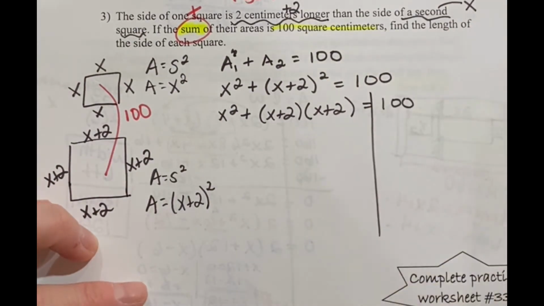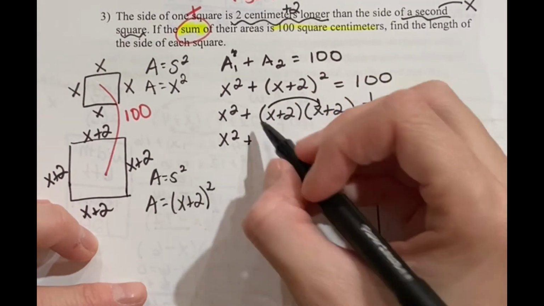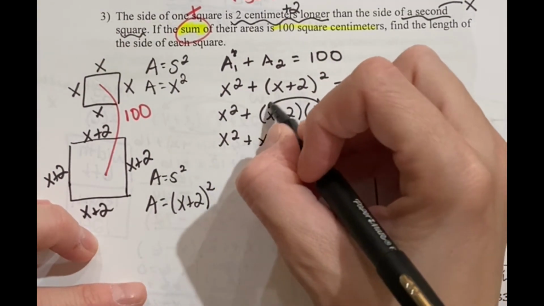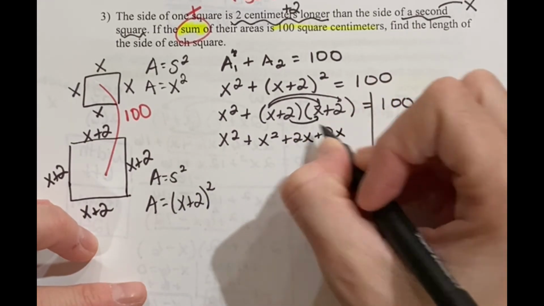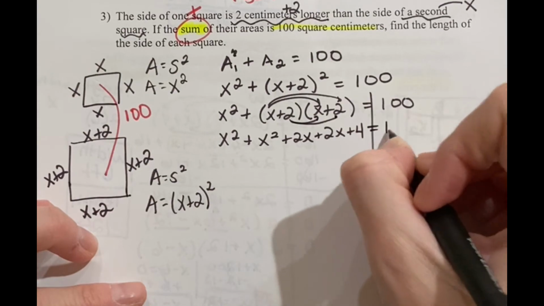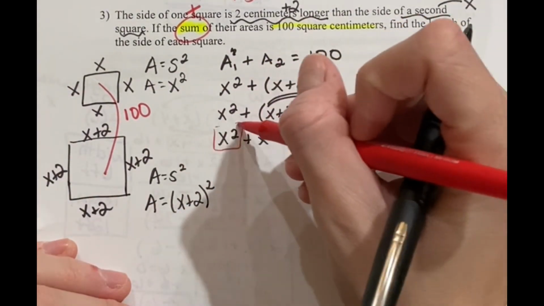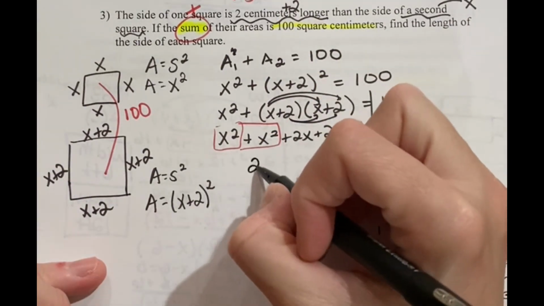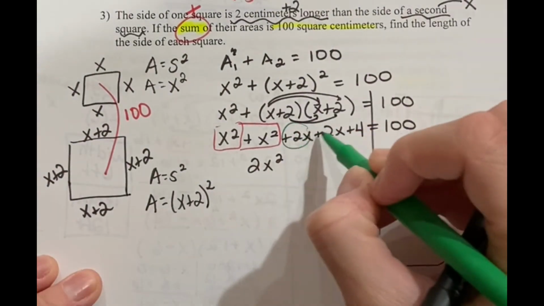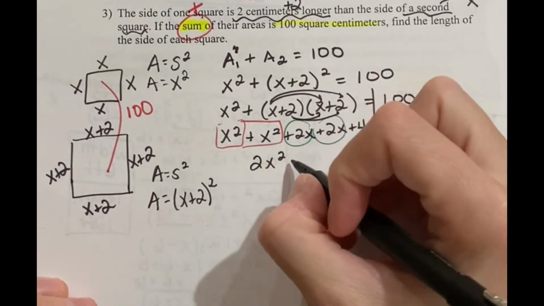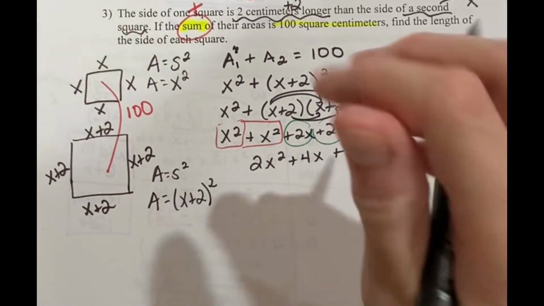And that means that you need to double distribute there. So then I have x squared plus x times x is x squared. X times 2 gives me 2x. 2 times x gives me 2x. And 2 times 2 gives me 4 equals 100. Then we need to combine our like terms. So x squared plus x squared gives me 2x squared. Then I have my 2x and my 2x, which gives me a positive 4x plus 4 equals 100.